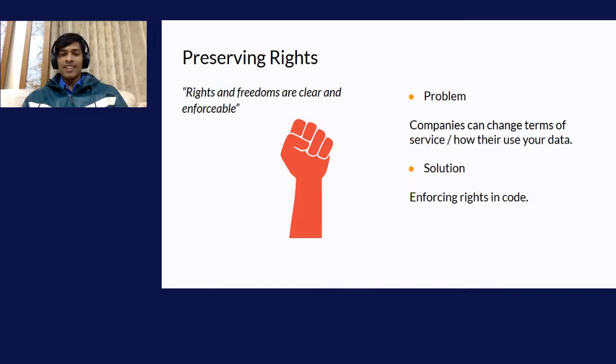And then preserving rights. So let's say you signed into a provider, let's say a banking provider or an identity provider, but companies can change terms of service and how they use your data, right? And what is the solution? The solution is, what if you could enforce the rights in code and it becomes impossible for anyone to play with those rules or change those rules? I think this is something very interesting to me. So what we say in the blockchain realm is we say code is law, which means however the code is written, it will do whatever it does, and it's not possible to change it.